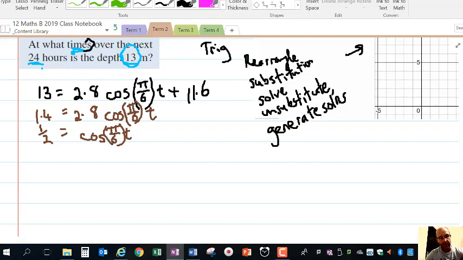Alright, so remember we have a b value here, so from what we've learned previously we need to make a substitution. Let's do that. I'm going to choose to use the symbol x, so let x equal pi on 6t. Note that that will later on mean that we've got t equals x over pi on 6.